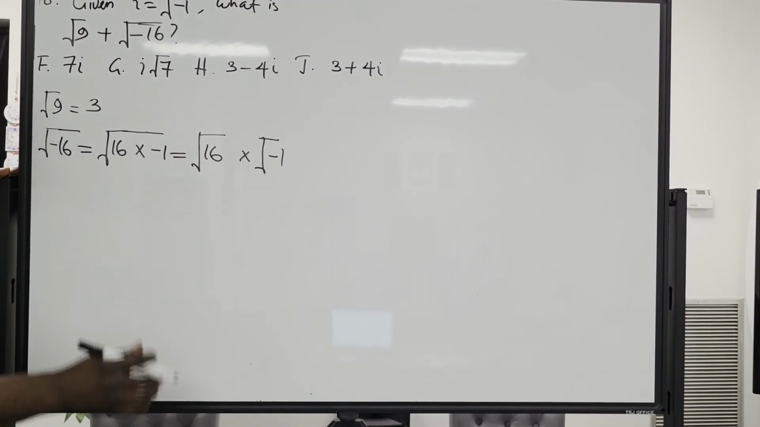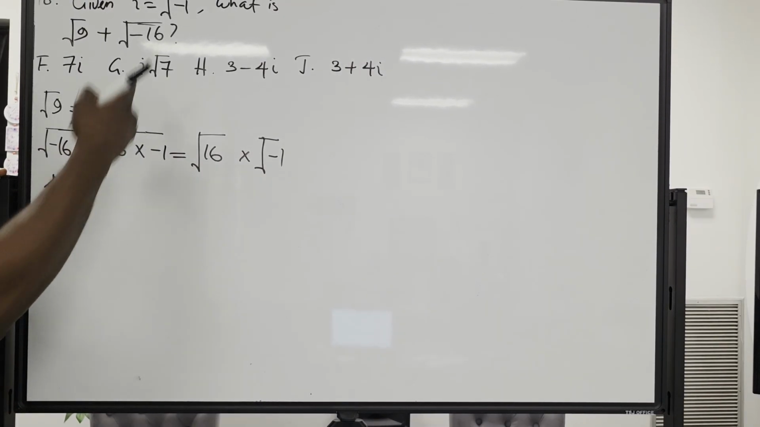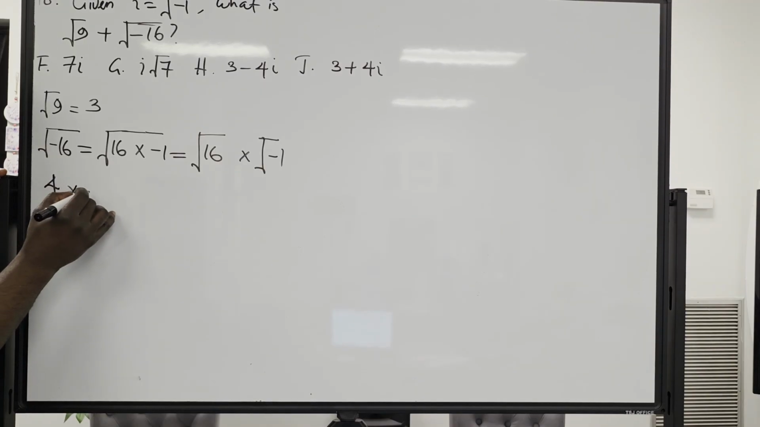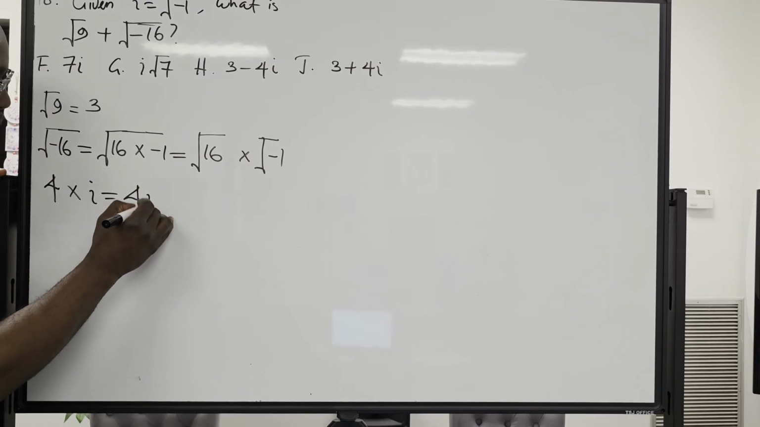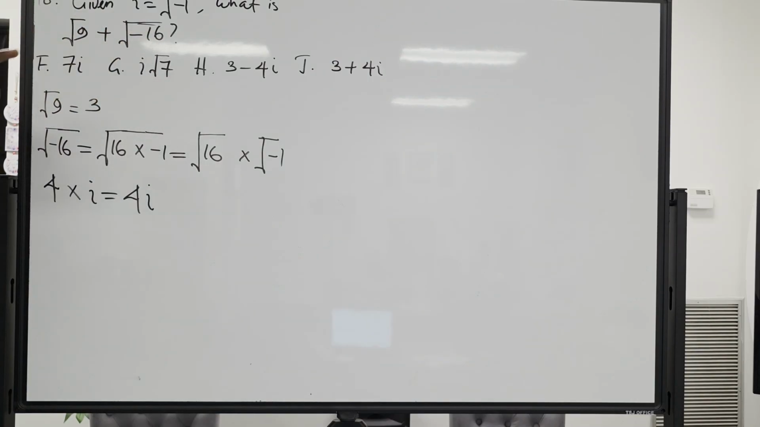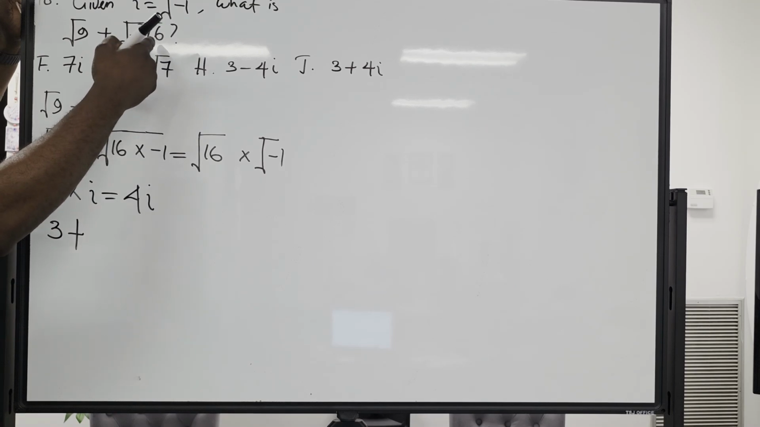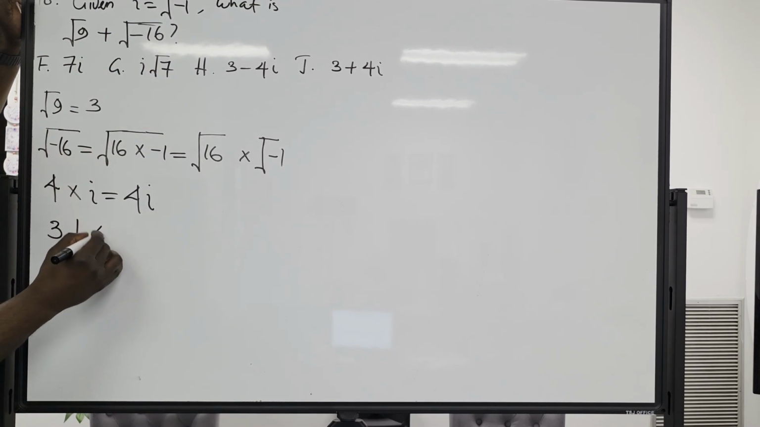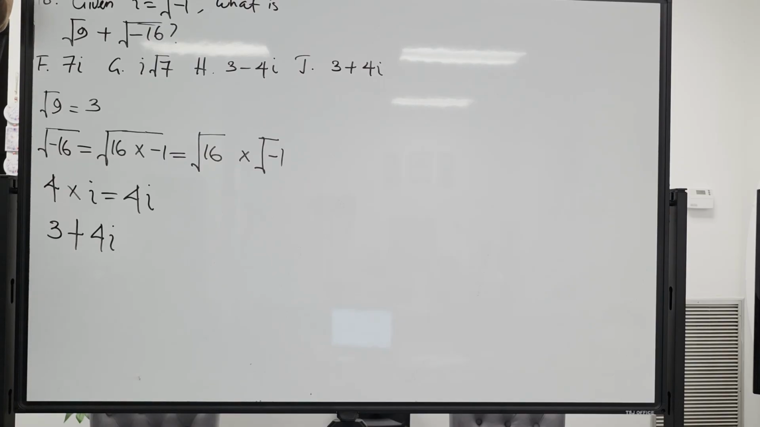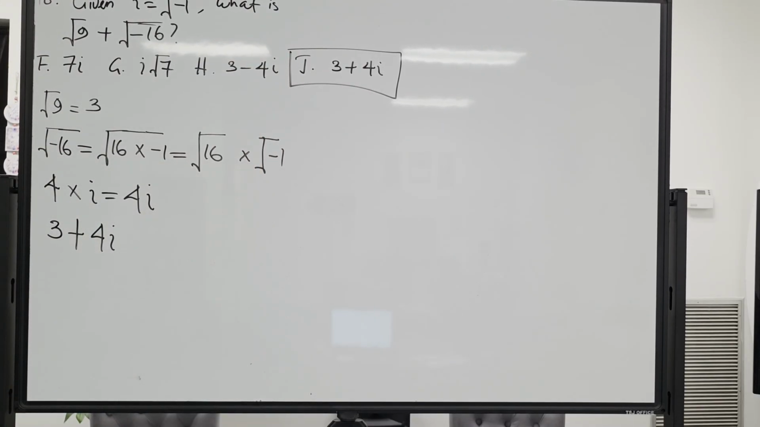Now, the square root of 16 is 4, and the square root of minus 1 is i. So you have 4 times i, which is 4i. So the square root of 9 is 3, plus the square root of minus 16, which is 4i. So your answer is 3 plus 4i, which is option J. Option J is your answer.